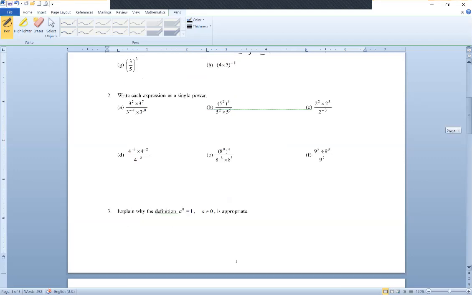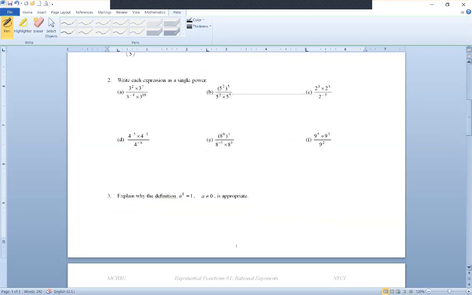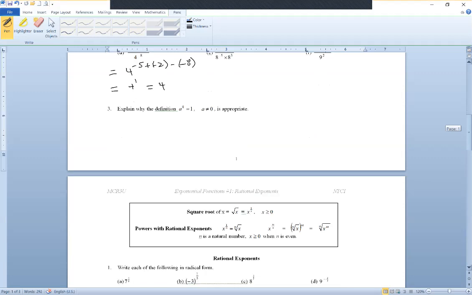So question 2 is pretty straightforward as well. I think you're okay with that. Let's just maybe do question 2D. Notice when dividing, we subtract, right? So -5 plus -2 is -7. -7 minus -8 is 1. So we rewrote the expression as a single power. All right, so that's all pretty straightforward.